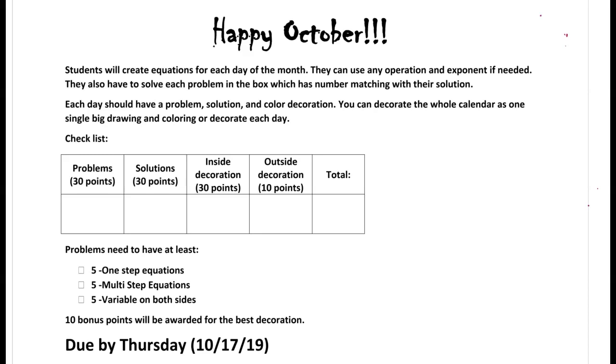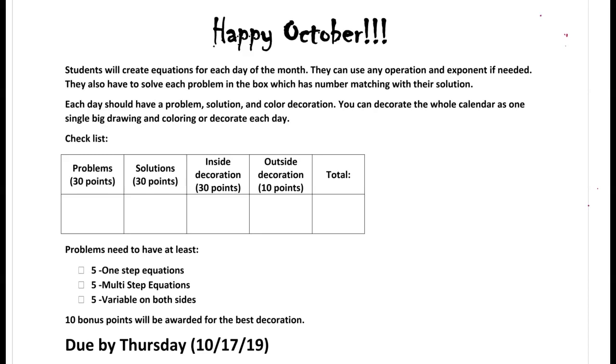The requirement you have on the equations: you need to have at least 5 one-step equations, 5 multi-step equations, and 5 variable on both sides. Last time I just stopped at the multi-step equation. So basically, I made the project easier for you. You don't need to do 5 variable on both sides. The reason we're doing at least five is I want to make sure that you do at least 5 hard problems, not all easy problems.